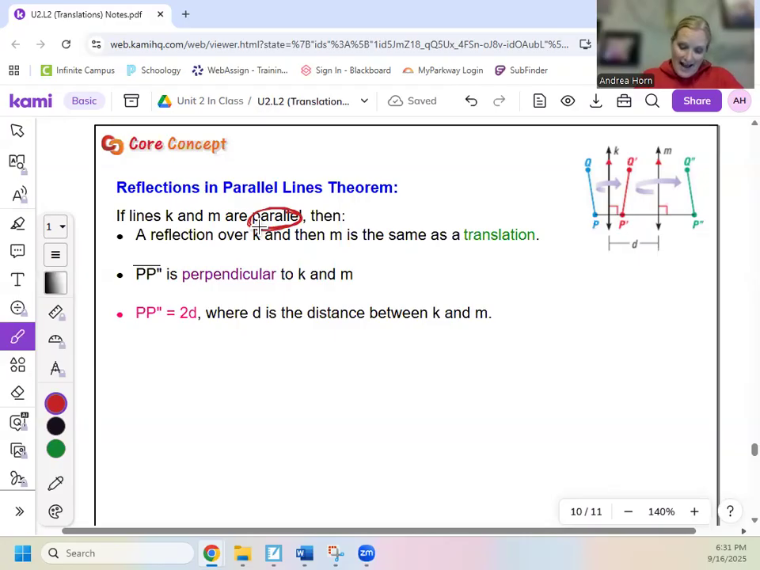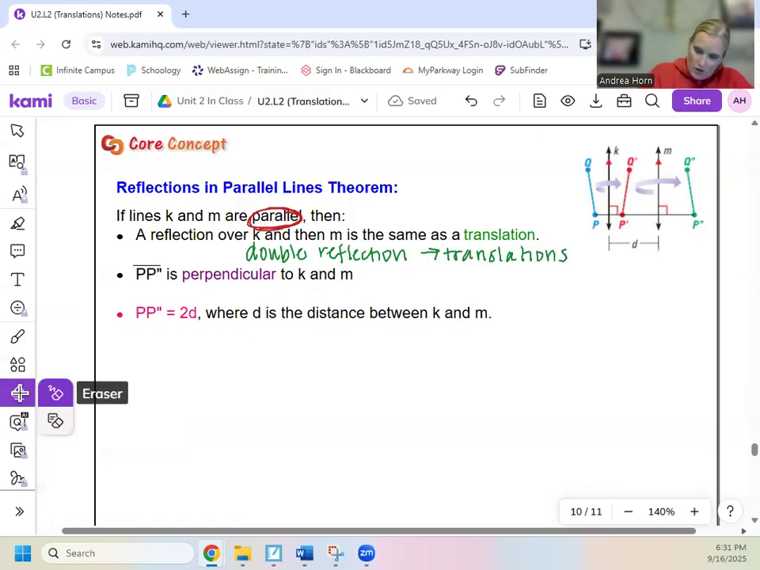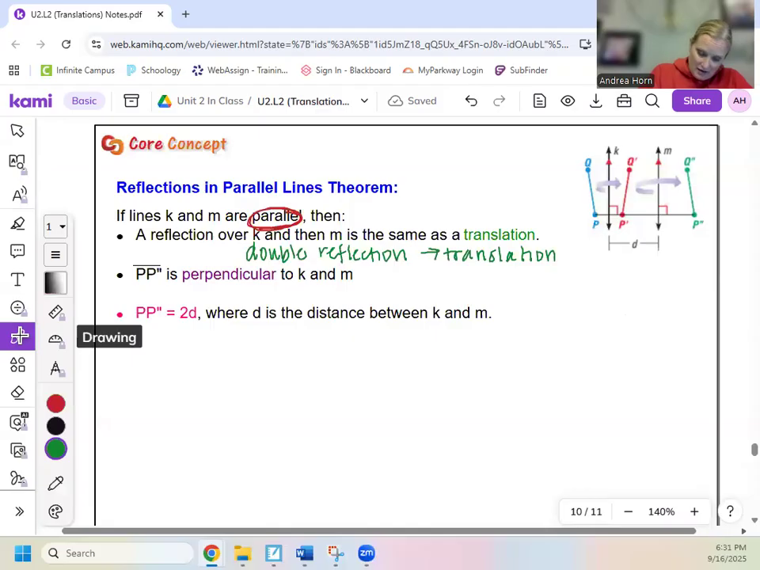A reflection over K and then M is also a translation. So a double reflection will become a translation, but again, only if the lines I am reflecting over are parallel. That's only true if they're parallel. Then the other thing is that your reflection segment from the very first pre-image to your final image will be perpendicular to those parallel lines.